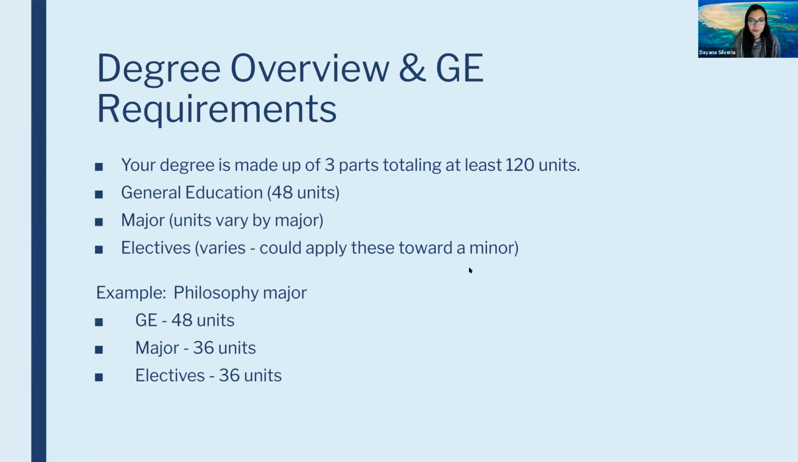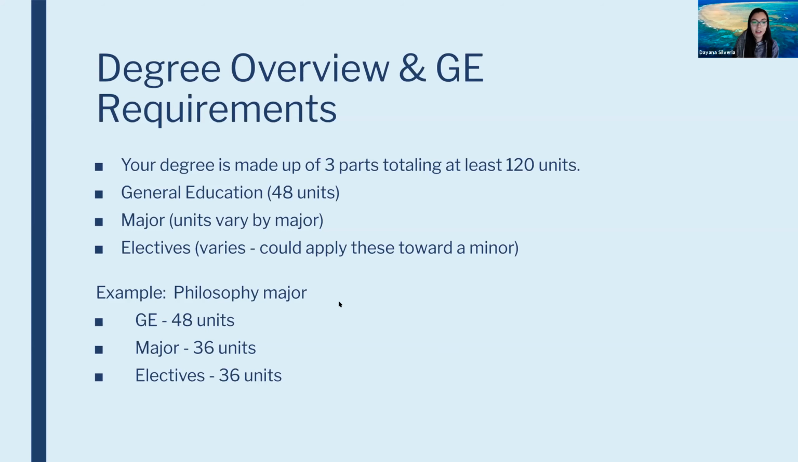So for your degree requirements, your degree is made up of 3 parts totaling at least 120 units. About 28 units is your general education. Your major units vary by major. It could be that you're in an arts major or a psychology major, and those are going to vary. And then you have your electives, which will vary as well. You can find all of that information through the department web pages. They will have the breakdown of how many units for your major and how many of those units are counted as electives as well.